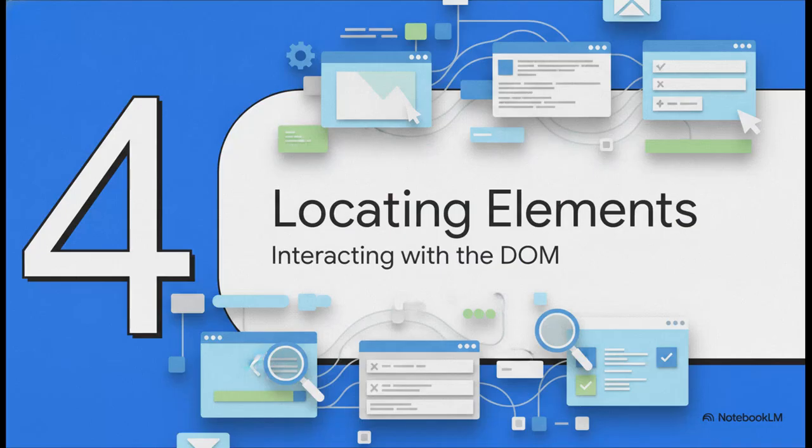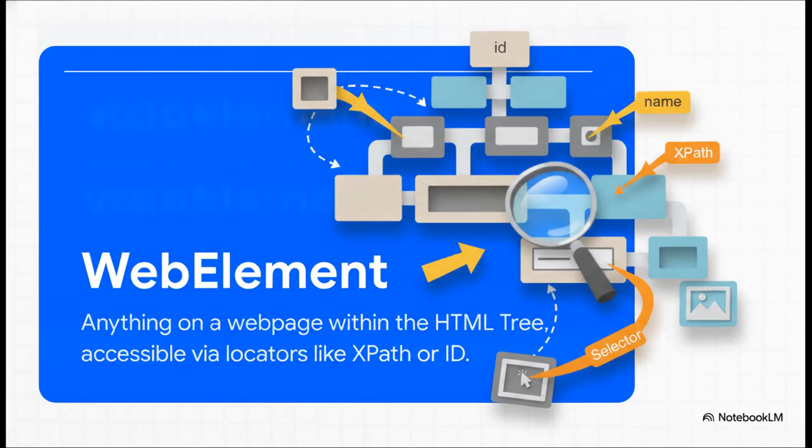Next up, part 4, locating and interacting with elements. In the world of Selenium, absolutely anything present on a web page, whether that's a button, a text box, an image, you name it, is called a web element. And because web pages are built using this HTML tree structure, which we know as the DOM, we have to give Selenium exact, precise directions to find these elements. We do this using things called locators. Basically, we can tell our script to go find an element by its HTML ID, by its name, or by using much more complex structural paths like XPath or CSS selectors.